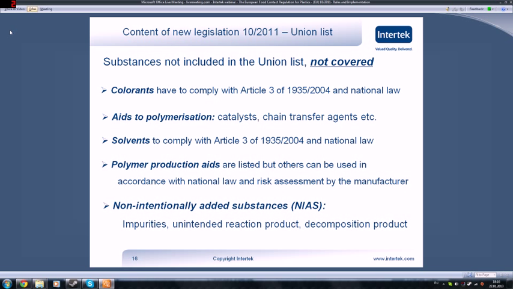Again, I start with this page. Substances not included in the union list and not covered. So still it's a closed list. There are still some exceptions because those substances have not yet been evaluated by EFSA or the European Commission. First of all, the colorants, and of course all those substances and materials have to comply with 1935/2004 and, if possible, if listed, with national law. Same is for aids to polymerization, catalysts, chain transfer agents, etc. Solvents, polymer production aids, and of course the so-called non-intentionally added substances, the so-called NIAS. NIAS are impurities, unintended reaction products, decomposition products, which are present, but which are not intended to be generated.